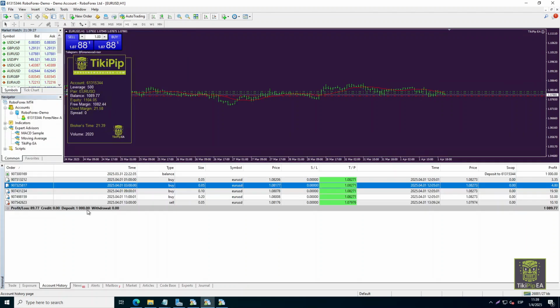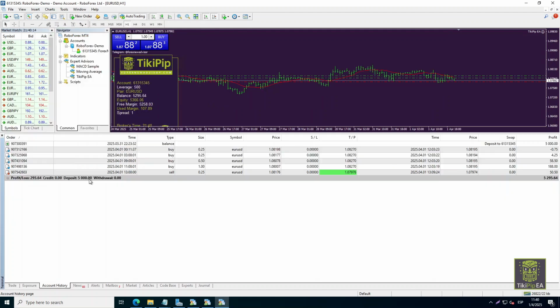With a $1,000 deposit, the bot has earned almost $90 in less than 24 hours and has also made 5 trades, all profitable in the same way as in the previous example. And finally, with a deposit of $5,000, the bot earned $295 in less than 24 hours. In other words, 5.9% of the total capital deposited. It also made 5 trades, of which only one was negative, losing 75 cents.